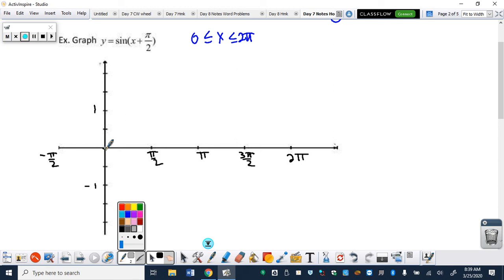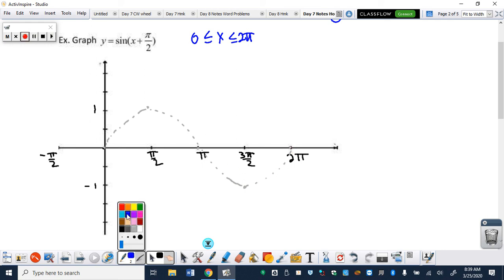Remember, the sine curve starts at 0. It's going to go high to 1 at 90, 0 at 180, negative 1 at 270. Then at 360, it's going to be back up to 0. Again, I'm not going to do a solid line. It's just a nice light dotted line, because that's the one that I'm going to move.